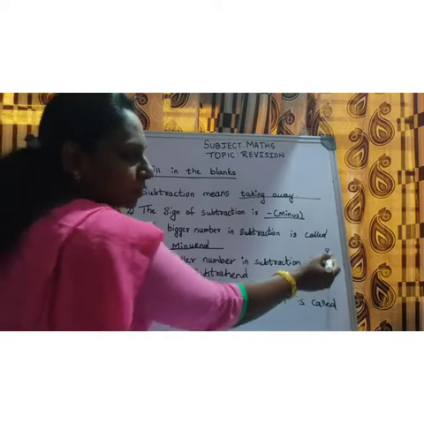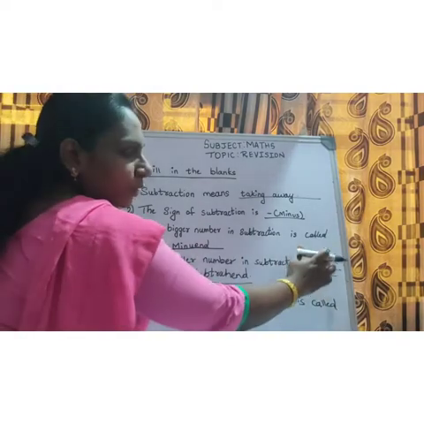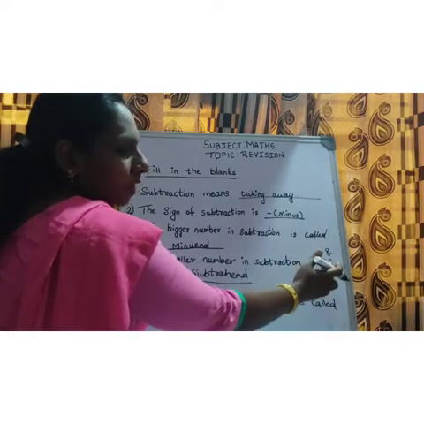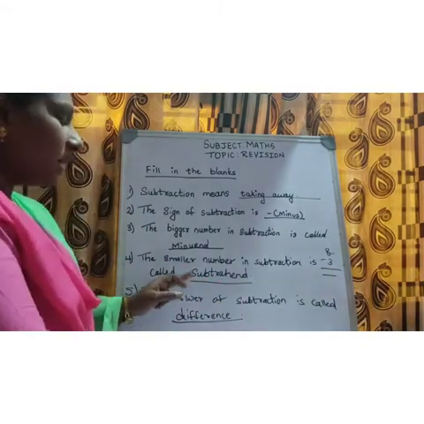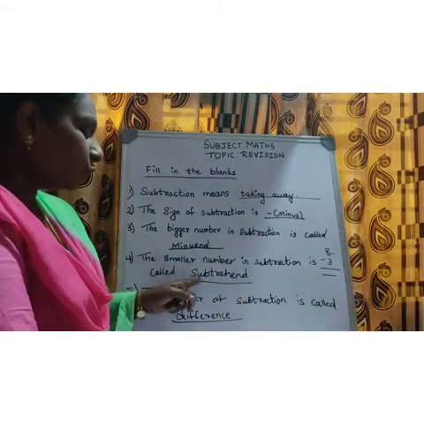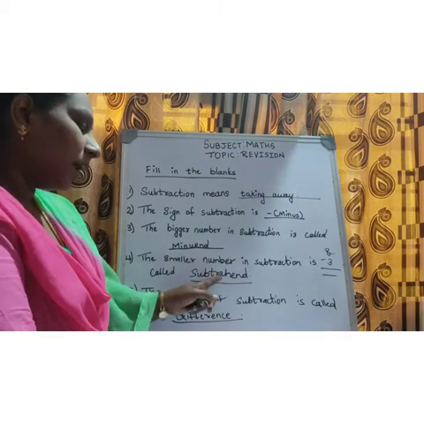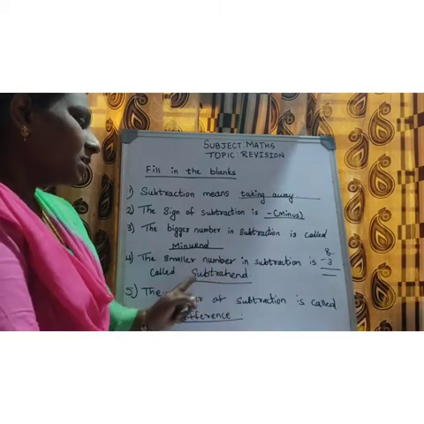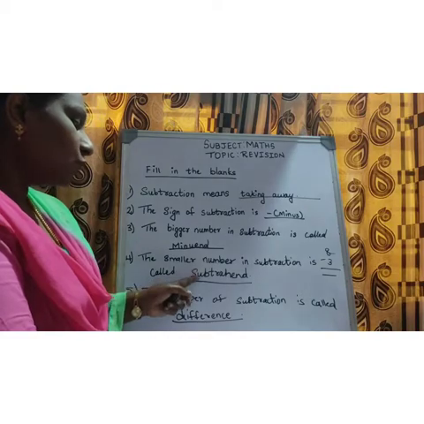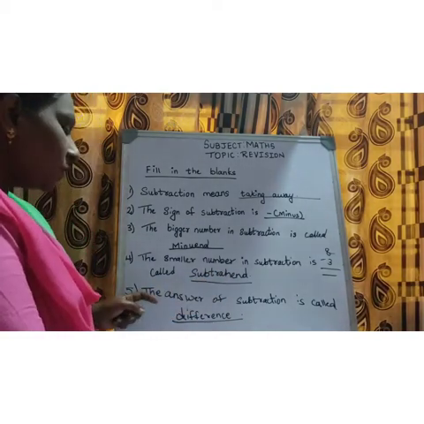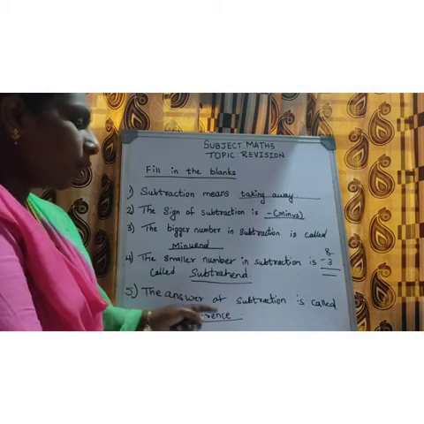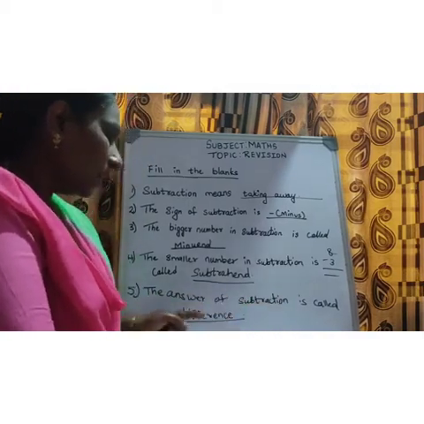The bigger number is called minuend. And the smaller number, 3, is called as what? Subtrahend. Spelling for subtrahend: S-U-B-T-R-A-H-E-N-D. Subtrahend.